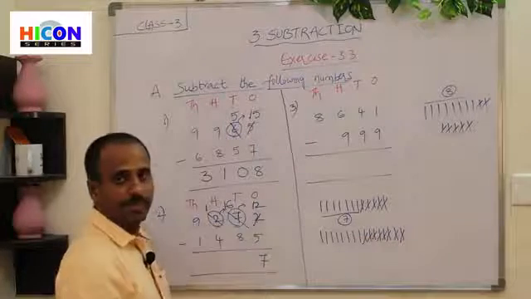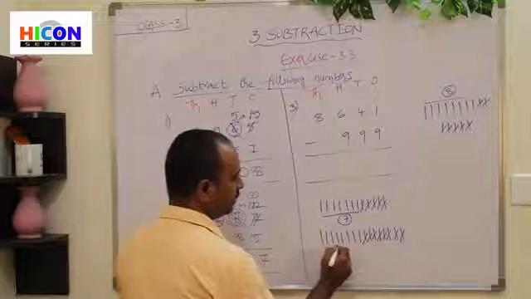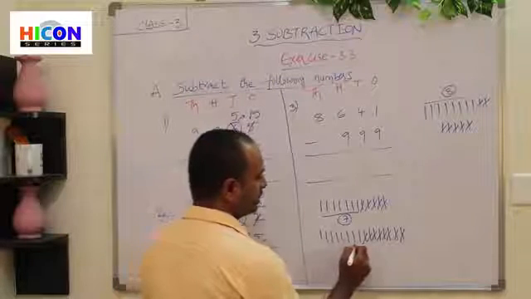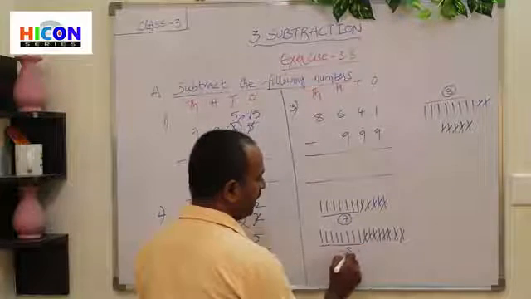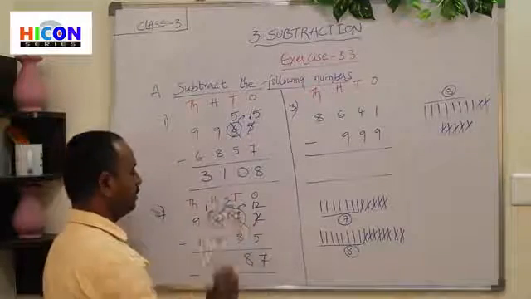So children, count the remaining lines here. How many lines are there remaining? 1, 2, 3, 4, 5, 6, 7, 8. So there are 8 lines remaining. So write 8 under tens place.